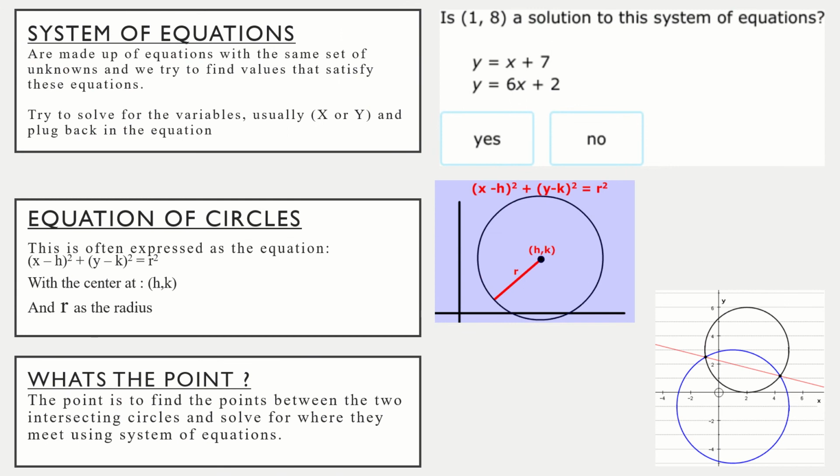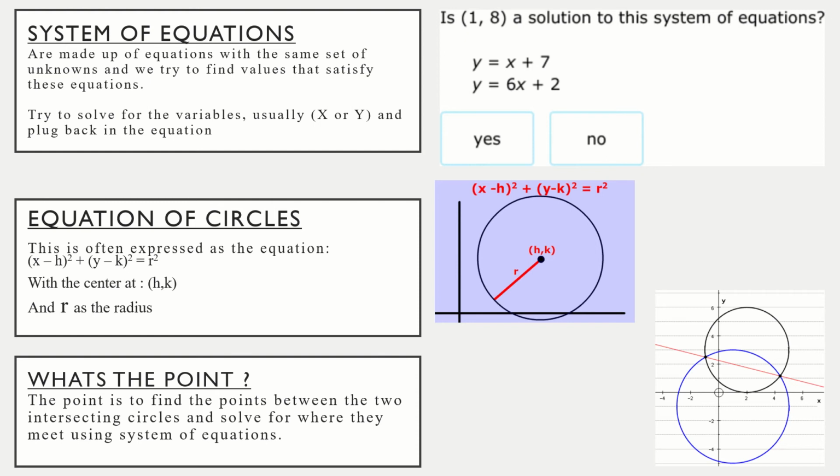Well, first we are using the system of equations. So, systems of equations are equations with the same set of unknowns, and we try to find values that satisfy these equations. So, we usually try to solve for variables, usually x or y, and then we plug it back into the equation to solve for the rest of it.